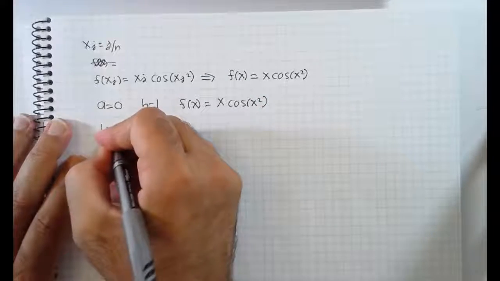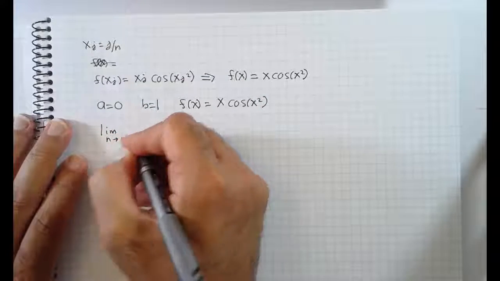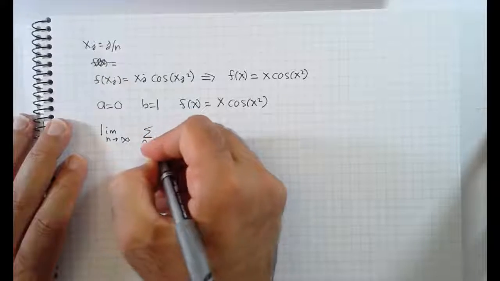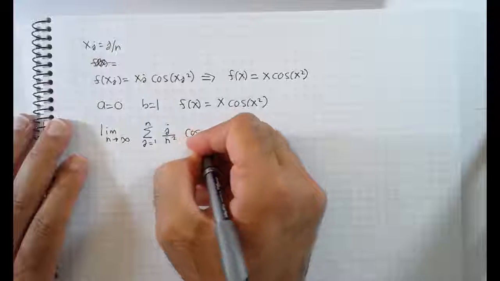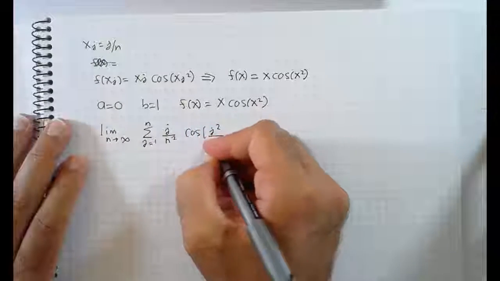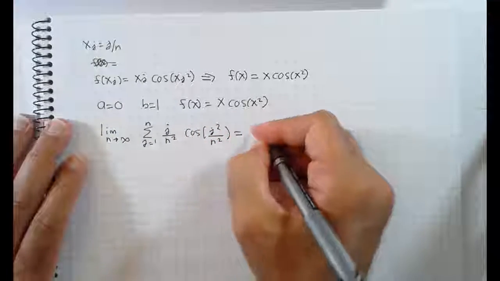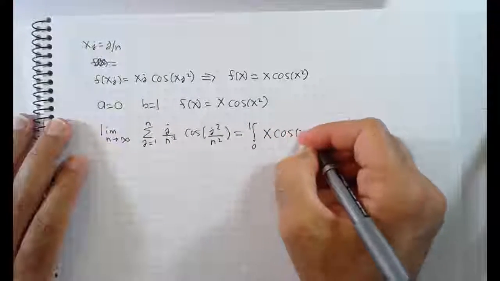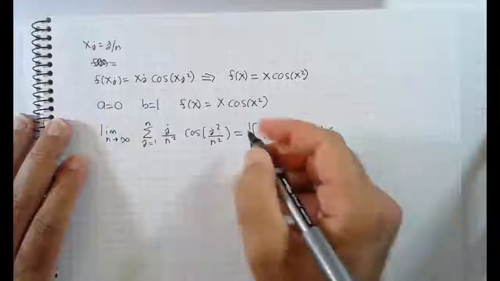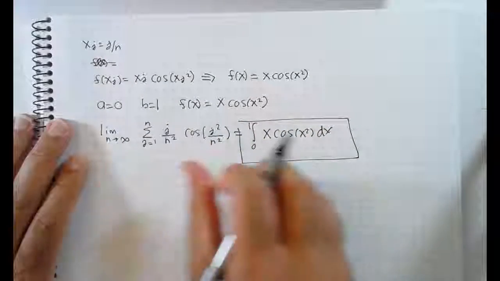So the limit as n goes to infinity, sum j goes from 1 to n, j over n squared, cos of j squared over n squared, that's equal to the integral from 0 to 1 of x cos of x squared dx. This is the answer. The Riemann sum transformed into an integral.